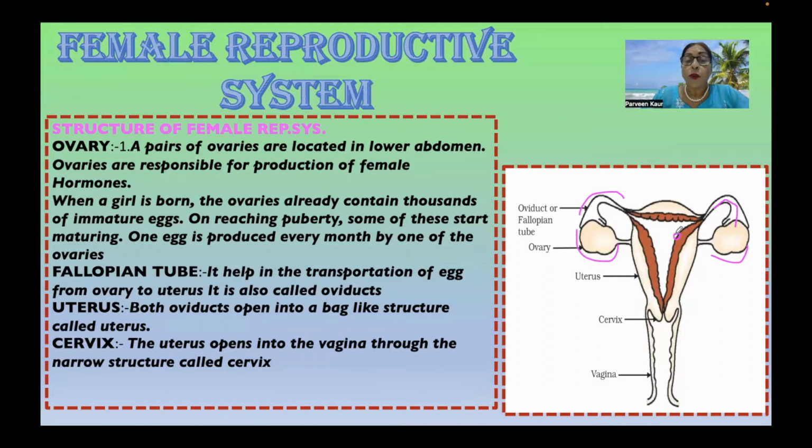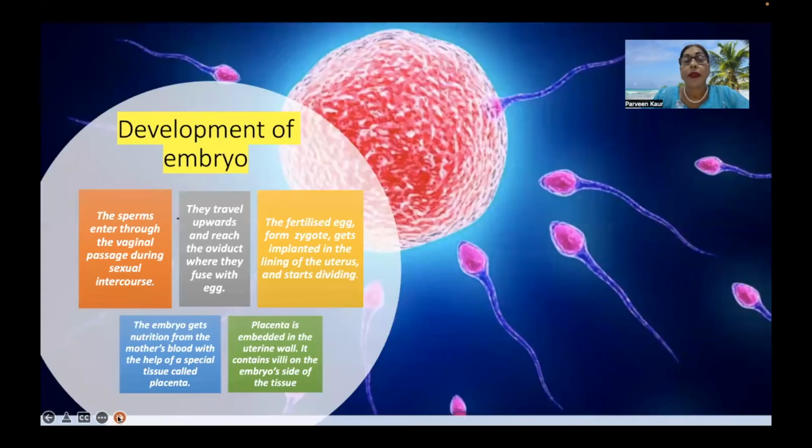Uterus. Both oviducts open into a bag-like structure, and this bag-like structure is called the uterus. So here you can see this narrow structure. This narrow structure opens into the vagina. This narrow structure is called the cervix. This structure is the cervix. Now you can see the next slide.